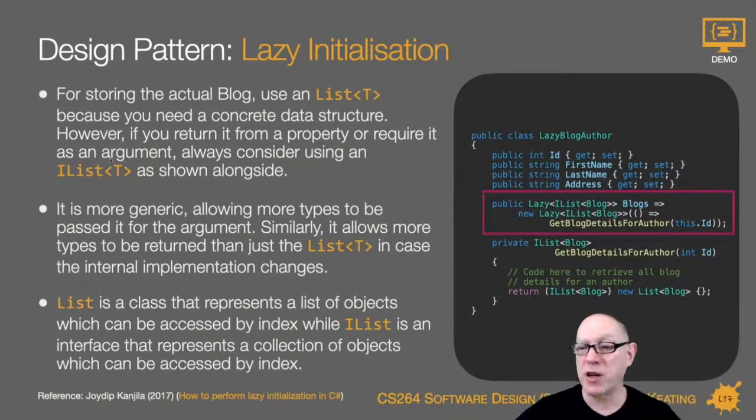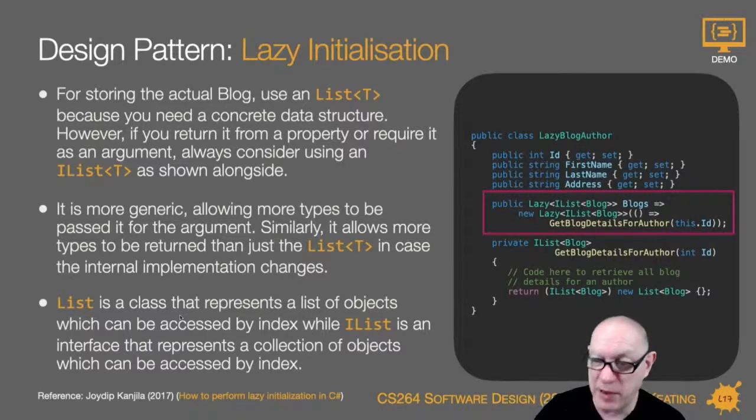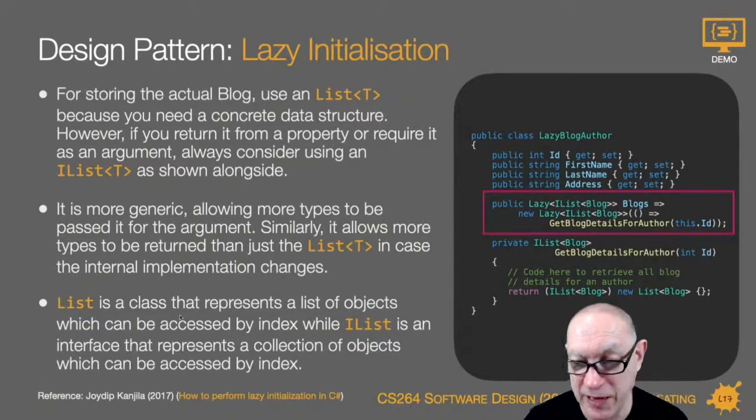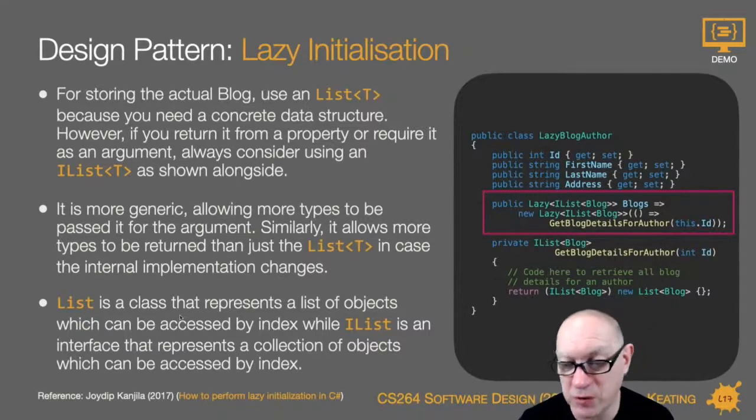We use the IList as we used alongside. It's more generic. It allows more types to be passed to the argument. It allows more types to be returned than just List, which is useful if the internal implementation changes. Remember, List is a class that represents a list of objects that can be accessed by index, and IList is an interface that represents a collection of objects that can be accessed by an index. So concrete class, index.